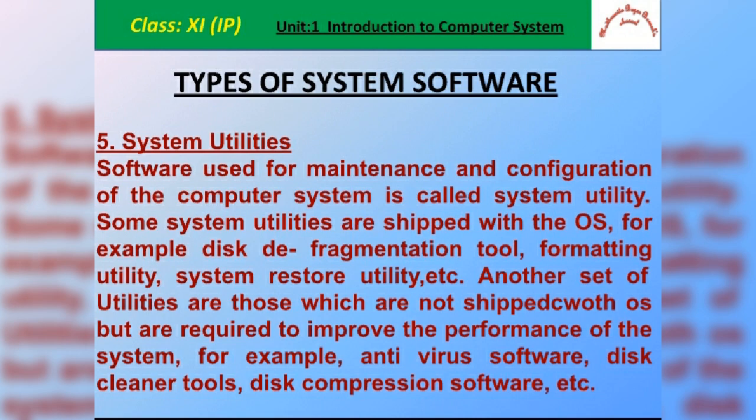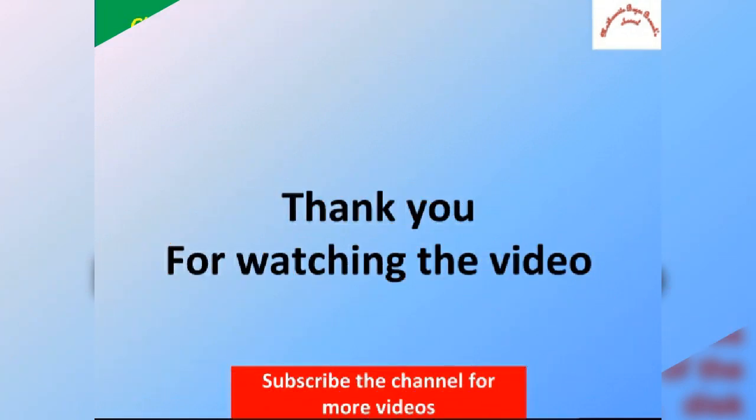Another set of utilities are those which are not shipped with the OS but are required to improve the performance of the system. For example, antivirus software, disk cleaner tools, and disk compression software. We all use antivirus software to protect our system, and this also comes under system utilities. And the disk cleaner we use in our computer and also in our mobile, and the disk compression, these are all about system software.